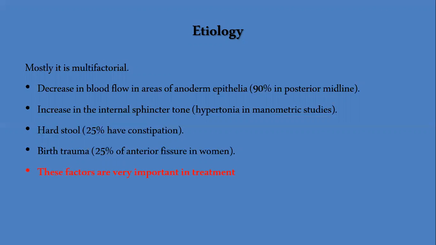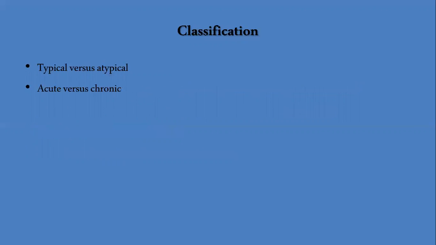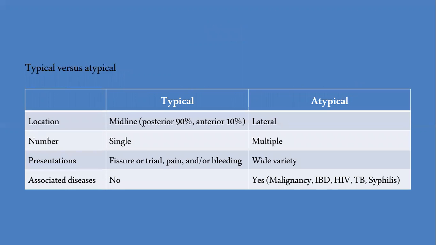These theories are important while prescribing treatment for patients. Classification: it may be classified into typical and atypical, acute or chronic, and classification is important for treatment. Typical and atypical fissure, if we compare regarding the location: typical is located in the midline, 90% posterior, 10% anterior. However, atypical fissure is lateral, away from the midline.